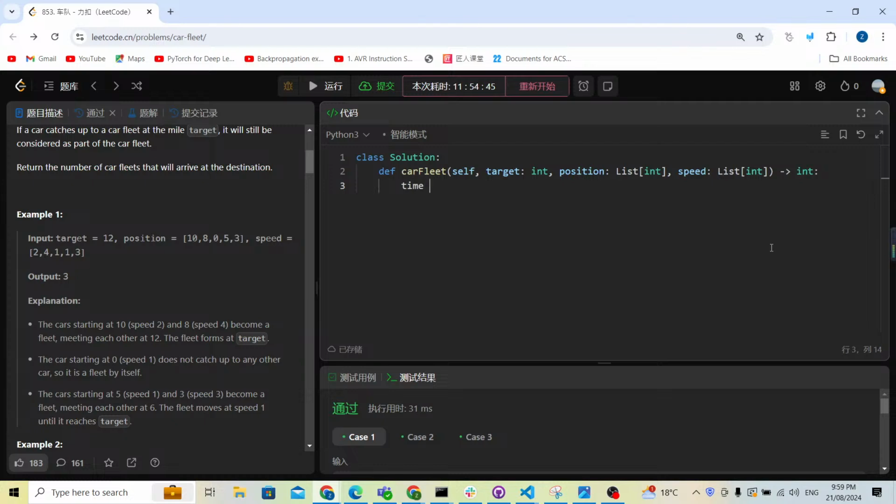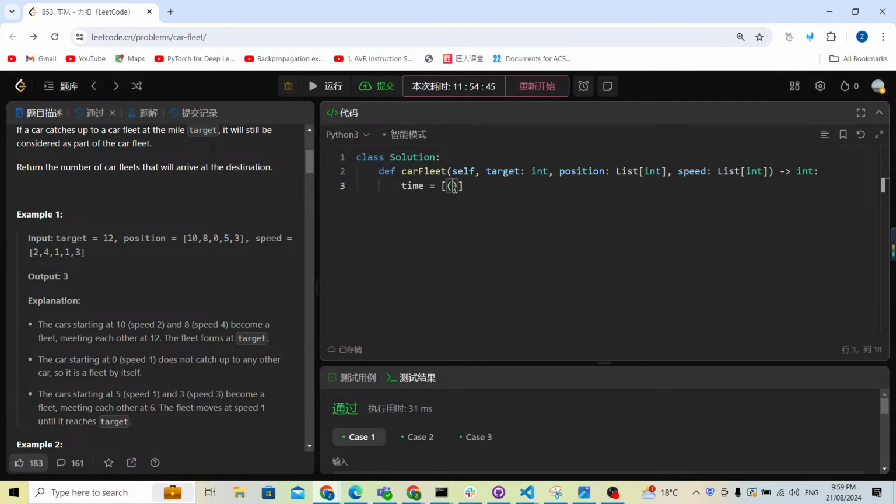So let me use a time array. It's going to contain tuples. Inside, I want to have the time for all the cars to reach the target. But I'm going to sort it according to the position, from the last position to the first position. It means the first one is going to be 10, and then 8, and then 5, 3, and 0.